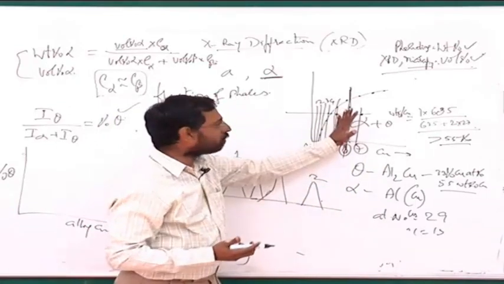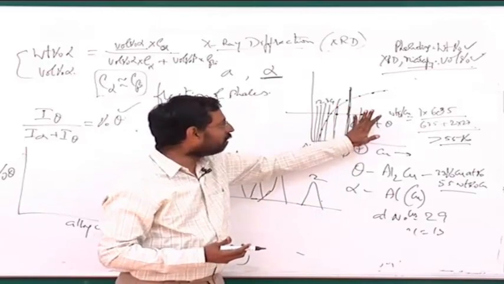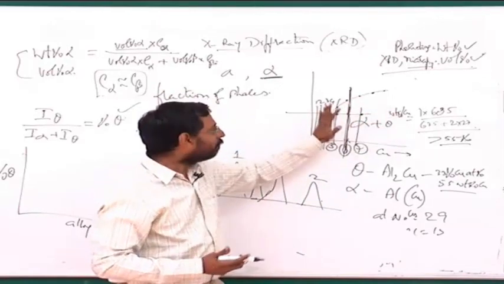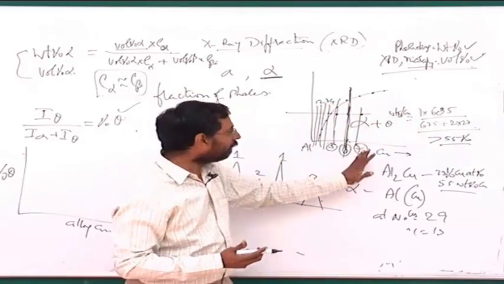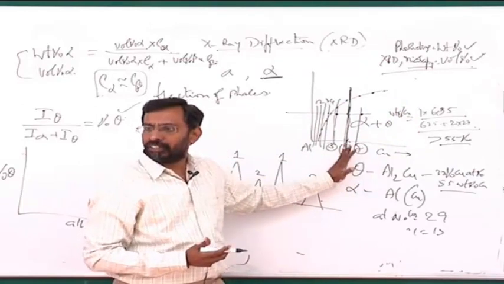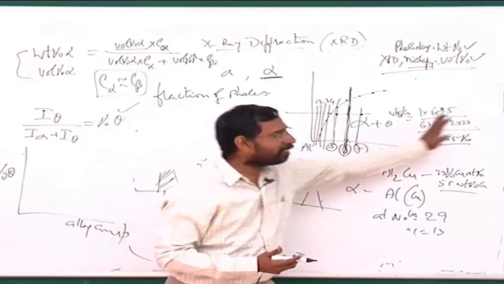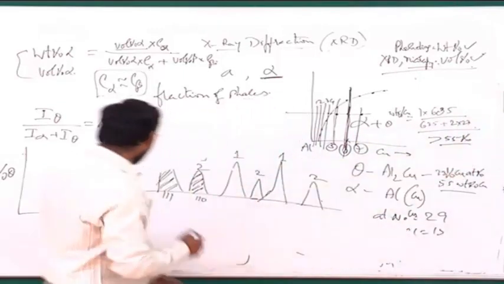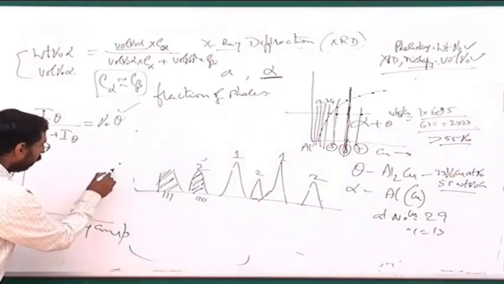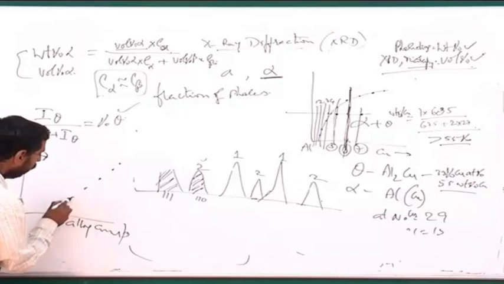5 only you will start seeing theta. 6 you will see theta. 7 you will see theta. But 5, 6, 7 if I compare, 7 will have a higher amount of theta, 6 will have higher, and 5 will have lower. So like this, as I go to higher and higher, I will see that the amount of theta phase will keep on increasing like this.